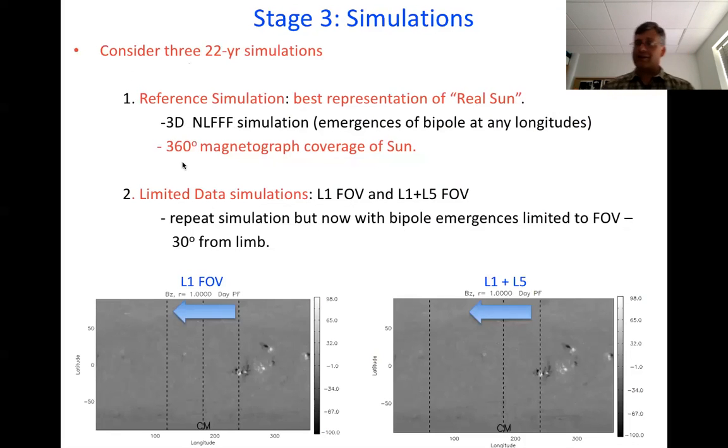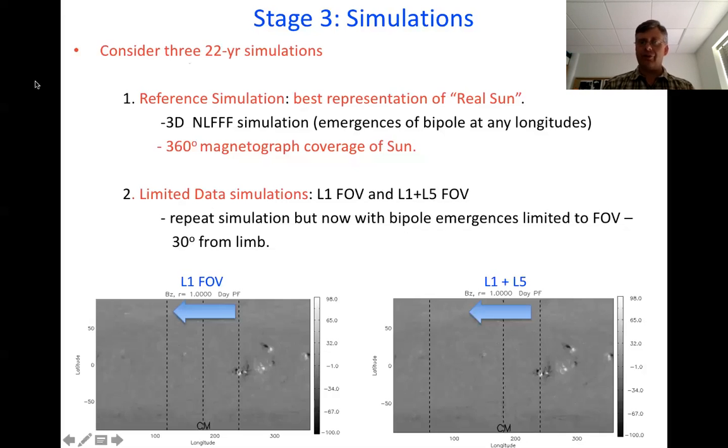We do this by generating idealized bipole data sets where we can have the emergence of the bipoles at any longitude on the sun at any time, but determined through statistical rules. This reference sun data set will then produce the base data set that we want to try and reproduce when we only have a limited field of view.